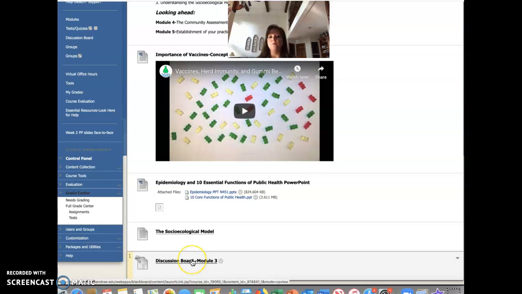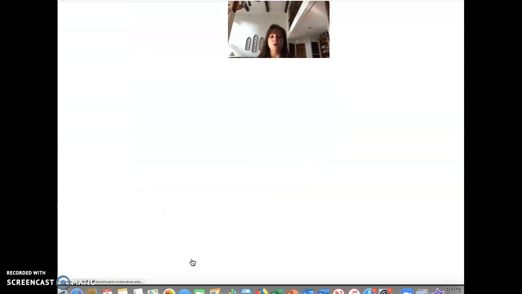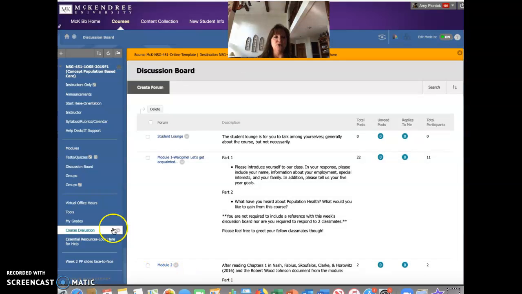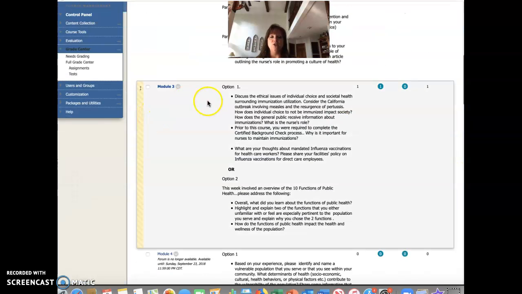And then of course, you can access the discussion board here, or you can also do it in the discussion board tab. So if you scroll down then to Module 3, there are 2 options. So you don't have to answer both of the options. You just need to pick one of the options, but then address each of the areas within there.